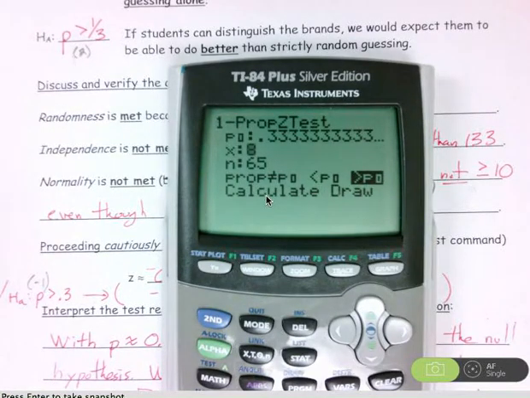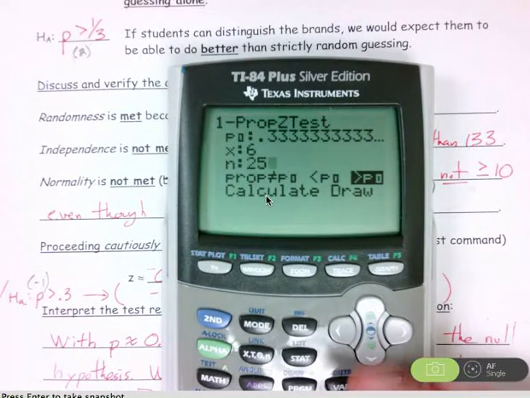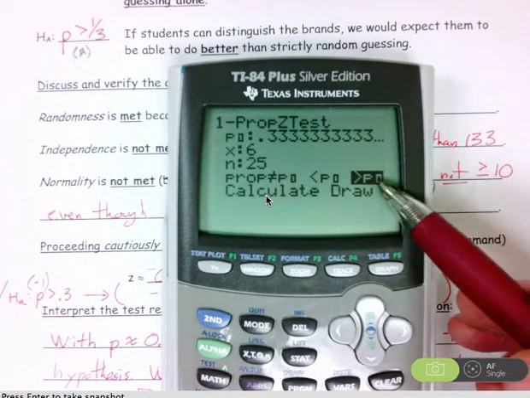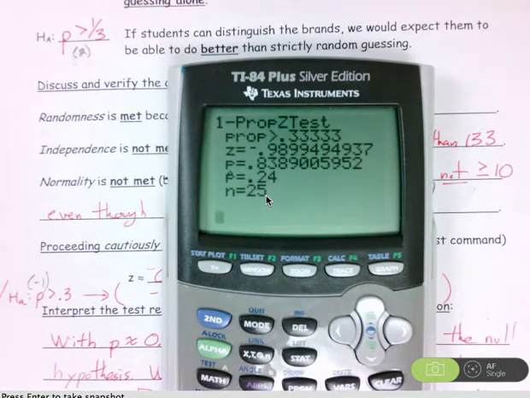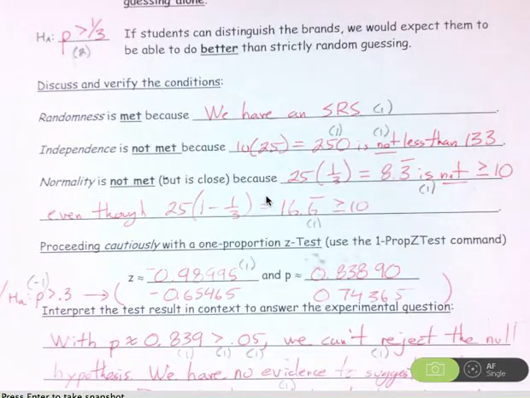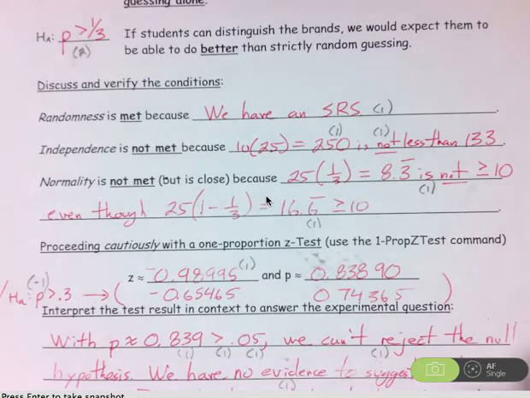So the value of x, the number of successes we had, was 6 out of a total of 25. This is a greater than alternative hypothesis. So there's where the z-score and the p-value come from. So those were each worth 1 point.